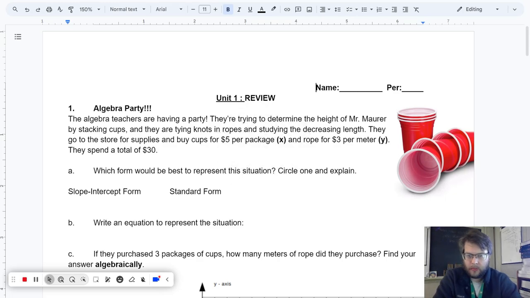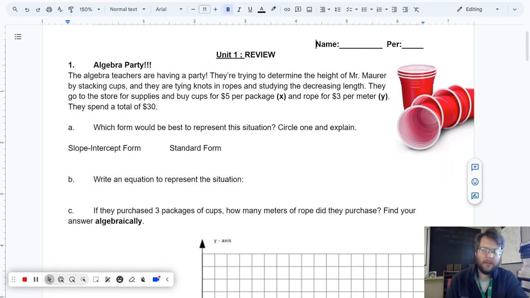All right, hello everybody. Working on our linear functions. I'm going to go through this review. Please let me know if anything's confusing. Happy to slow down and go over more like that.